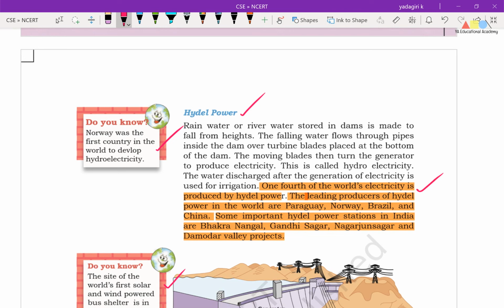Friends, 1/4 of the world's electricity is produced by tidal power, so it is 25%. Friends, the leading producers of tidal power in the world are Paraguay, Norway, Brazil and China. Friends, some important tidal power stations in India are Bhakranangal, Gandhi Sagar, Nagarjuna Sagar and Damodar Valley projects. Friends, try to know the exact locations, the states where these tidal power projects are located.